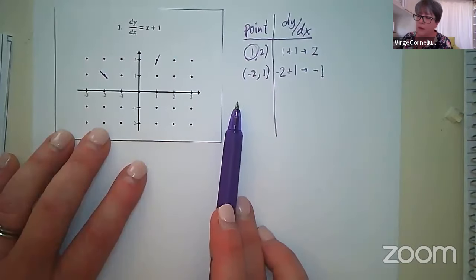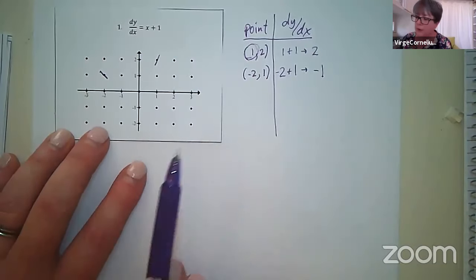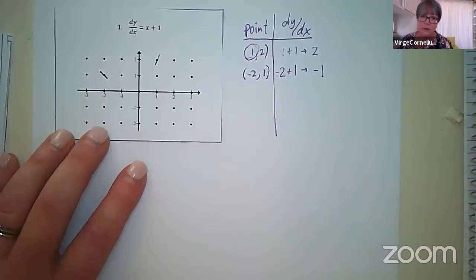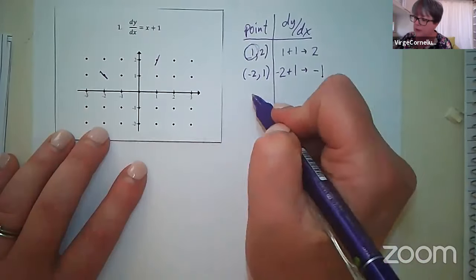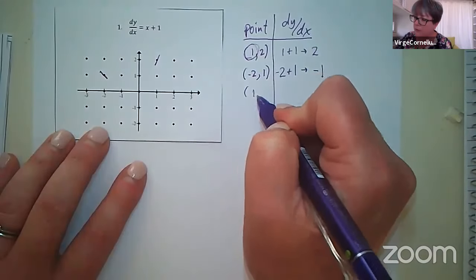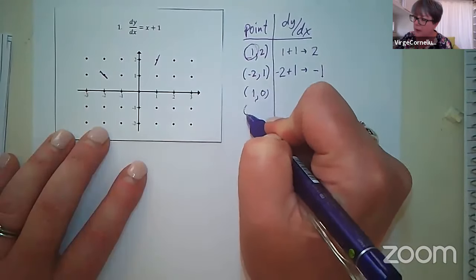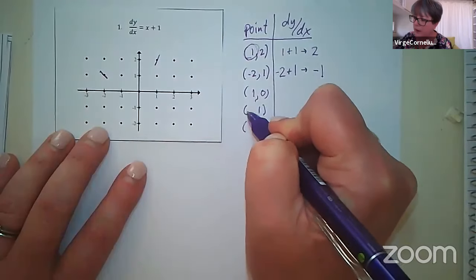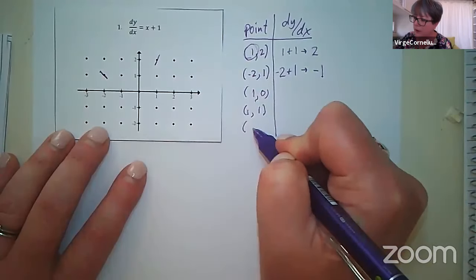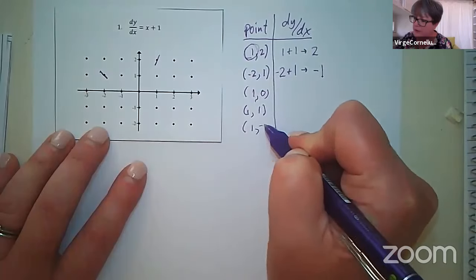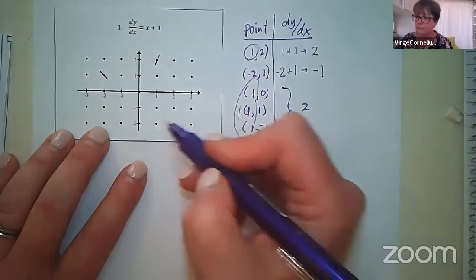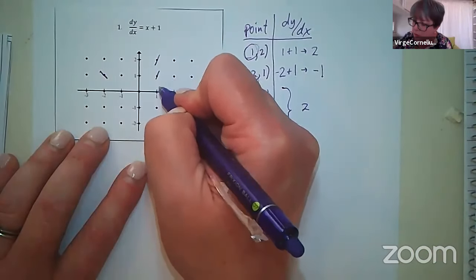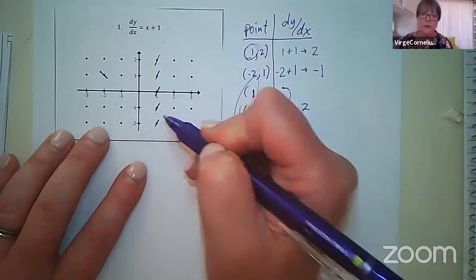So this is pretty tedious to go through and do every single point. What mathematicians do is they start looking for patterns. They start thinking to themselves, well, if the slope is equal to 2 at (1, 2), then it's probably equal to 2 at (1, 0), at (1, 1), at (1, -1). Any of these places where x is equal to 1, the slope, the dy dx, is equal to 2. So I'm going to draw a steepish positive slope here for those little line segments.